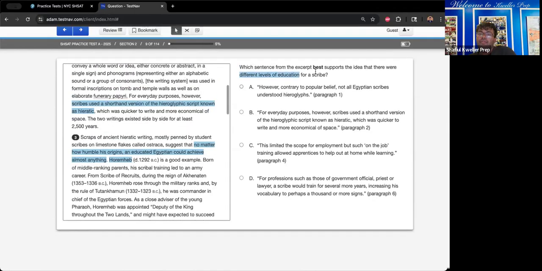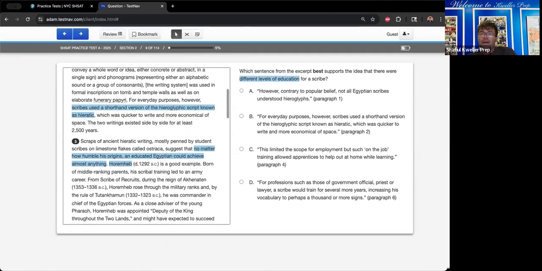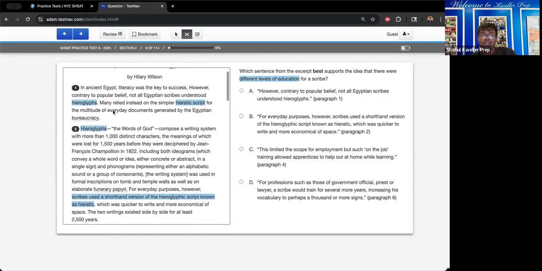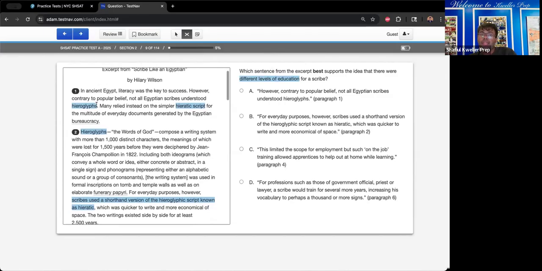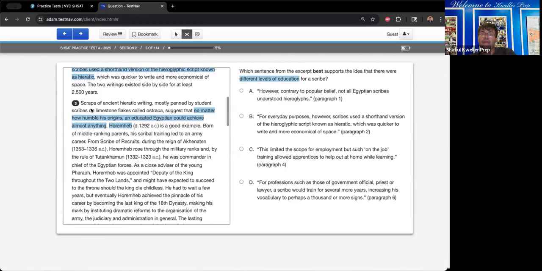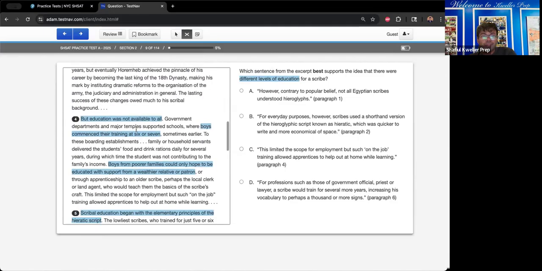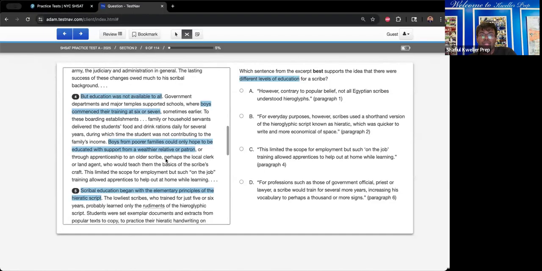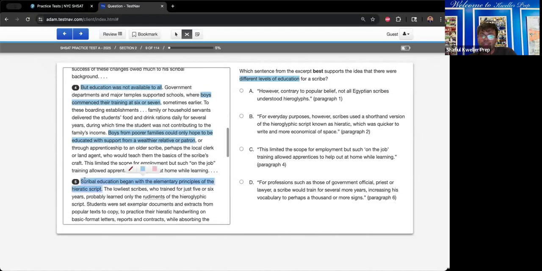However, contrary to popular belief, not all Egyptian scribes understood hieroglyphs. I mean, that's true, but that doesn't show that there are different levels of education. Education is only talked about in terms of how everyone had to learn. Right here, if you're involved in education, you would just have to learn hieratic script. So the fact that not all Egyptians understood hieroglyphs is not really a part of showing different levels of education. Education starts with hieratic script, so you can rule that out.